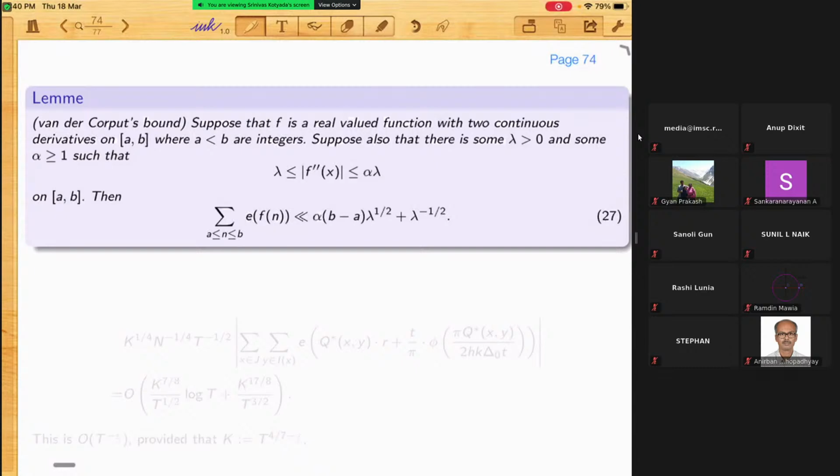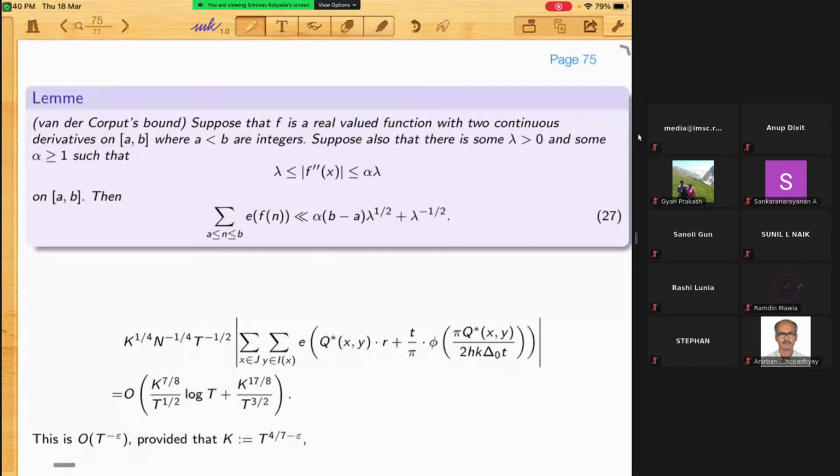So then the final estimate comes out to be, this was there before, and then we managed to save something more. And finally, we got k to the power 7/8 by t to the power half log t plus t to the power half k to the power 17 by 8 and t to the power 3 by 2, which is O of t to the power minus epsilon, provided k is about t to the power 4/7. So k is t to the power 4/7 means h is t to the power 3/7, because h times k is about t.